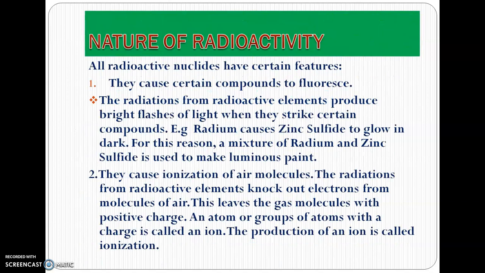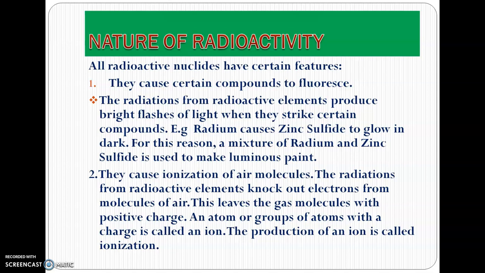Now, all radioactive elements happen to radiate some radiations, and the nuclides have certain features. What are these features? The characteristics of these nuclides. So they cause certain compounds to fluoresce. The radiations from radioactive elements produce bright flashes of light when they strike certain compounds. For example, radium causes zinc sulfide to glow in the dark. For this reason, a mixture of radium and zinc sulfide is used to make luminous paint.